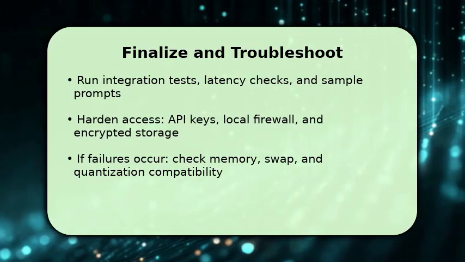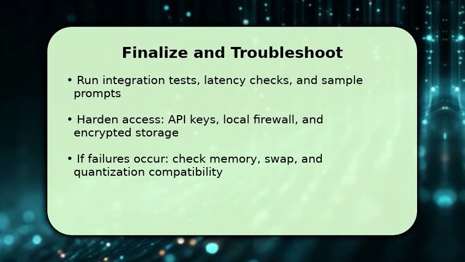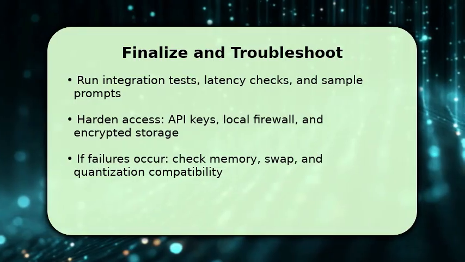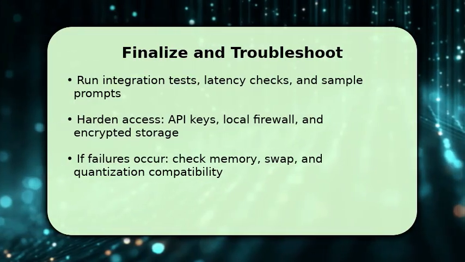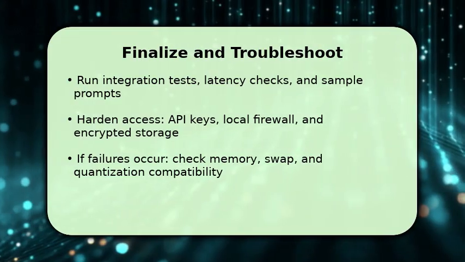Harden access. Issue API keys, restrict IPs with the local firewall, and encrypt model files at rest so confidentiality holds. Once done, deploy to your LAN or a private VM and monitor CPU, GPU, and swap utilization.